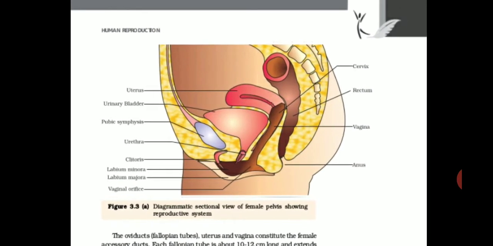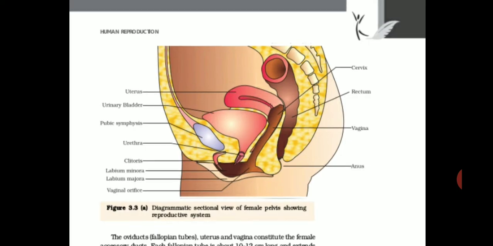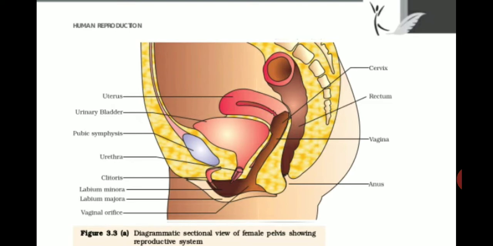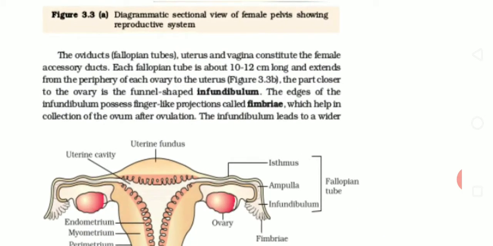Here is the structure of the female reproductive system. You can see here uterus, urinary bladder, pubic, urethra, clitoris, labia minora, labia majora, vaginal orifice, anus, vagina, rectum, cervix. These are the main parts which are involved in the female reproductive system in human beings.